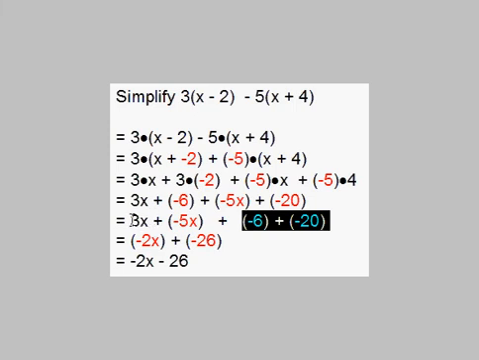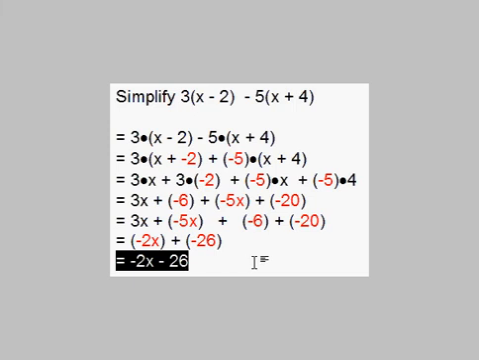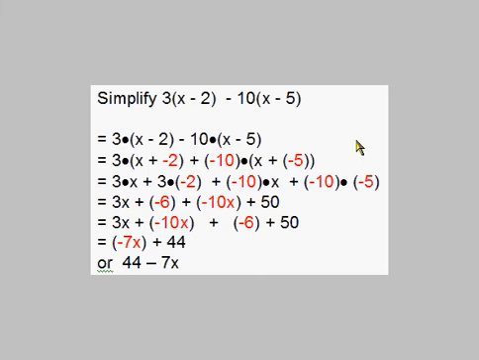3x's take away 5x's. That leaves you 2x's in the hole, or negative 2x. Negative 6 added to negative 20, that's like a $6 debt and a $20 debt makes a $26 debt, or negative 26. So that gives us a final answer of negative 2x plus negative 26, but we can write that as negative 2x minus 26.